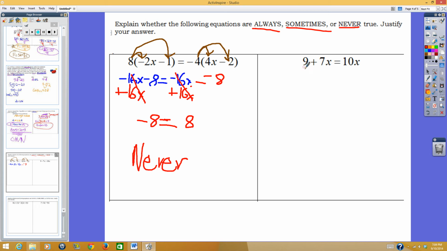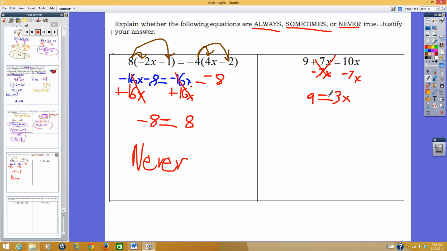So, if you move this 9 over here, you're still going to have an x over here, and then here you've got an x and a number. If you move this 10x over here, you're going to have nothing left over there. So the easiest thing to do is move this 7x with the other x's, okay? So to get rid of a plus 7x, you do minus 7x on both sides. 7x minus 7x cancels out. On this side, you have 9 left. And then you've got 10x minus 7x, which gives you 3x.